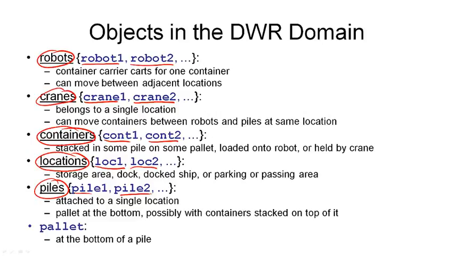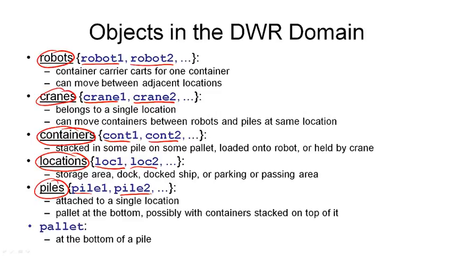And a pile can be empty, in which case there is no mass to it, it's not a tangible object, or it contains some containers, in which case we can actually see the pile and the containers that belong to it. Each pile is attached to a single location, so we cannot move the piles around.